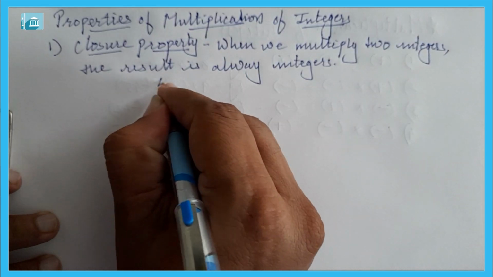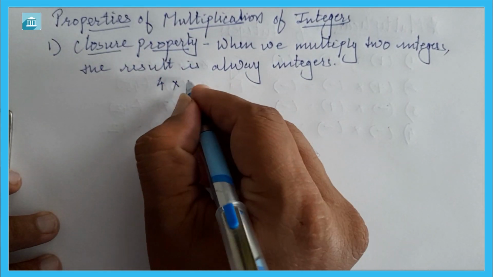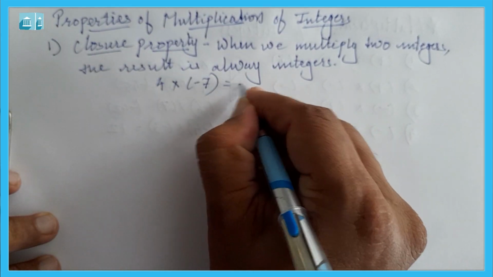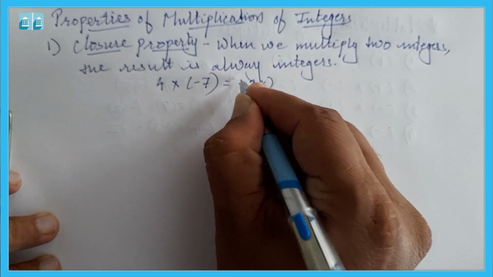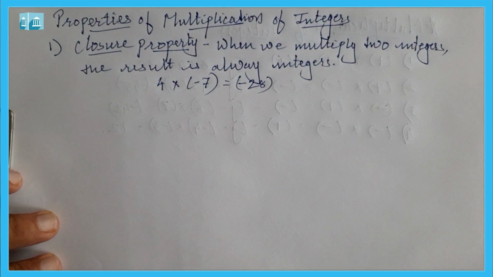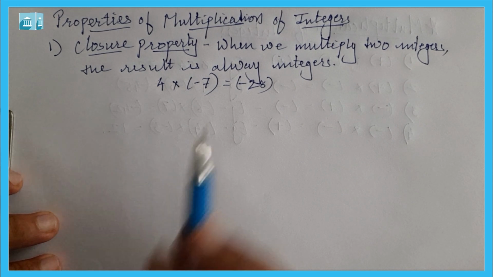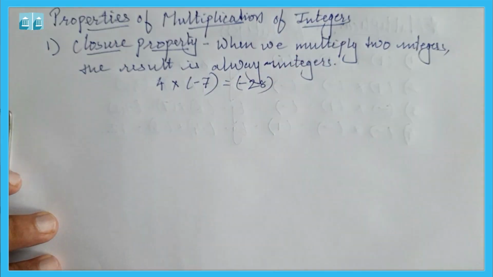For example, suppose 4 is an integer, minus 7 is also an integer, and when we multiply them, the result we get is minus 28. This minus 28 is also an integer. So the closure property is, when we multiply two integers, the result is always an integer.